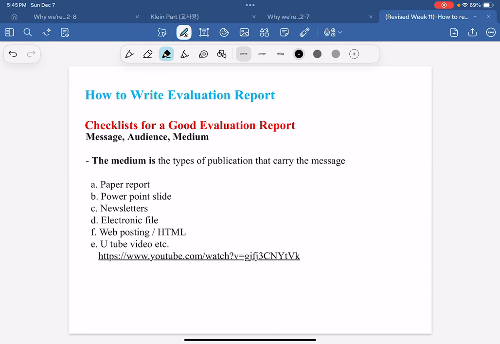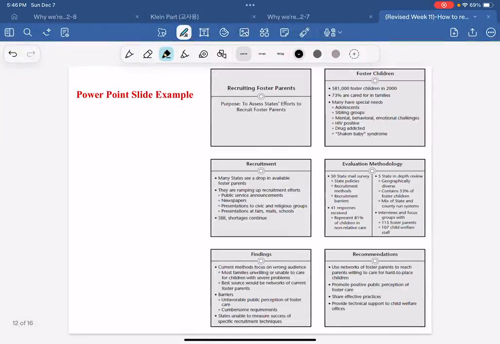Also, at the end of the semester, maybe by December 19th, the individual teams should submit the paper report by uploading your paper in the eClass, right? And then this is an example of the PowerPoint slide. And I think most of the teams are preparing the PowerPoint slide like this, right?